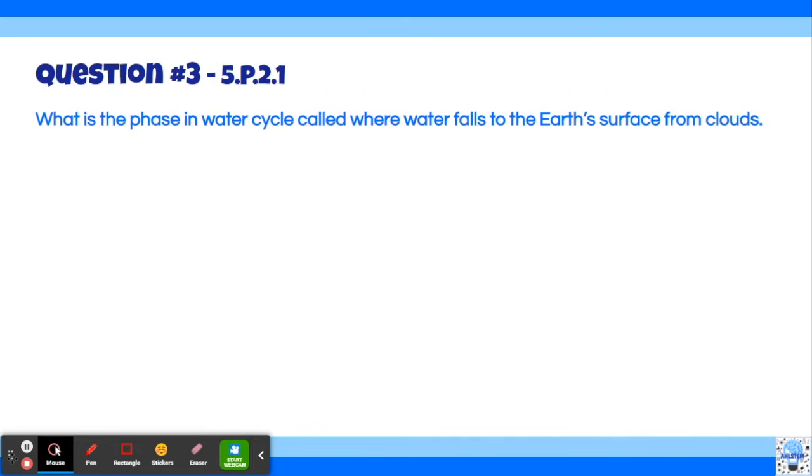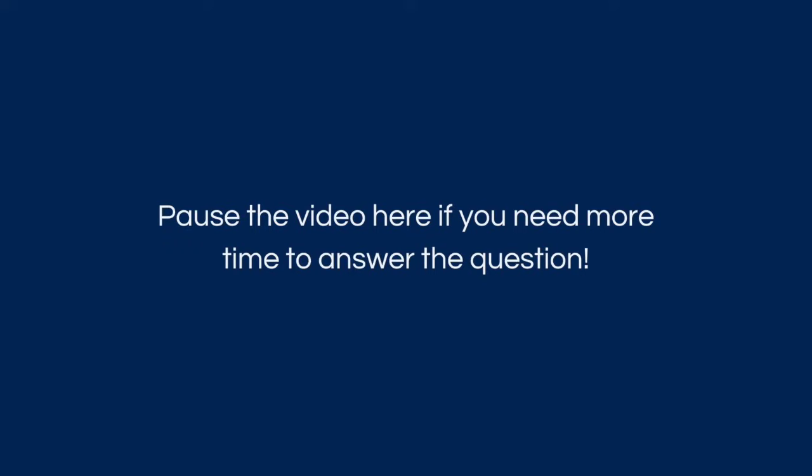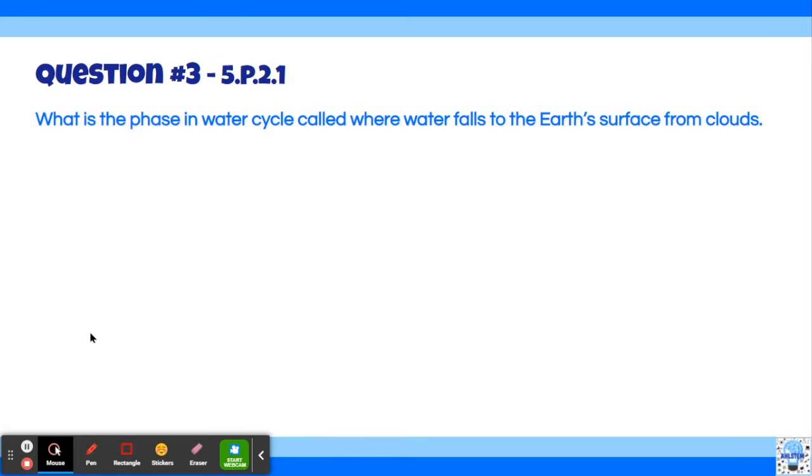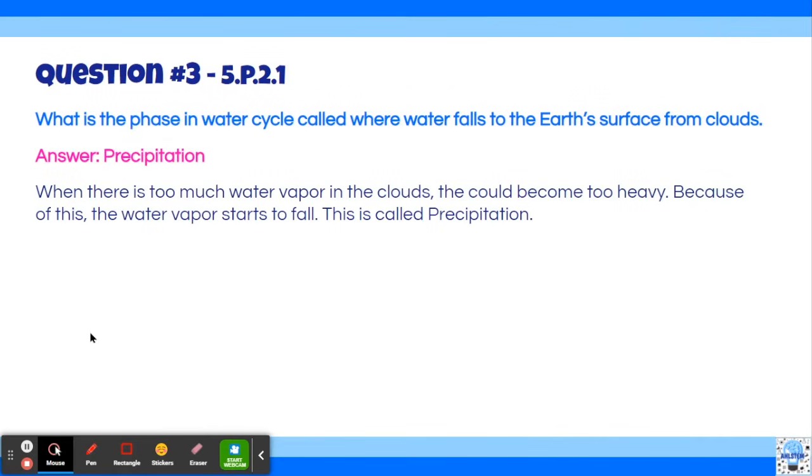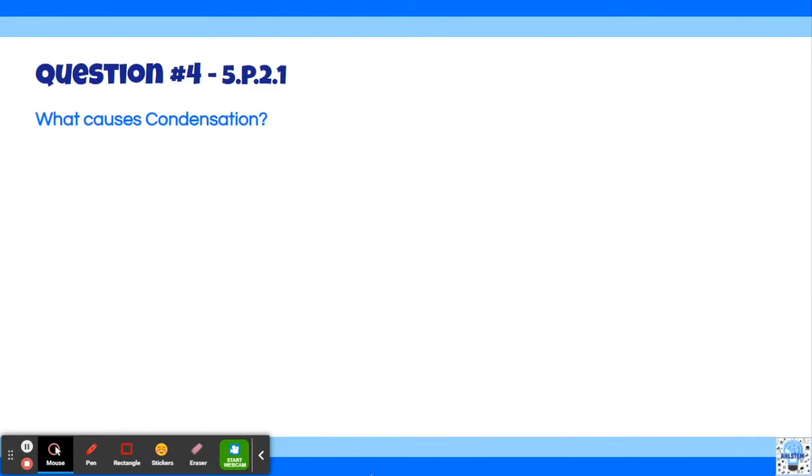Okay, question number 3. What is the phase in the water cycle called where water falls to the Earth's surface from clouds? Well, the answer is precipitation. When there's too much water vapor, the clouds become too heavy. Because of this, the water starts to fall. It's called precipitation, and it can come in forms like snow, rain, hail, etc.